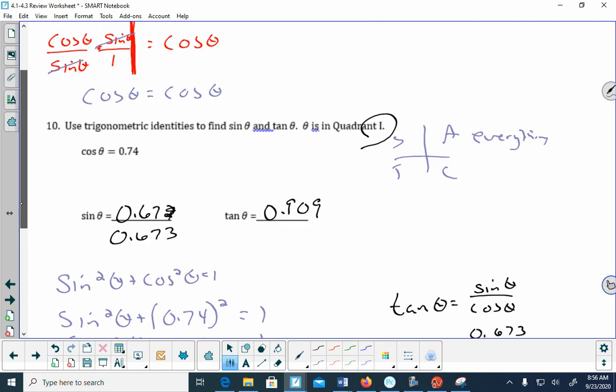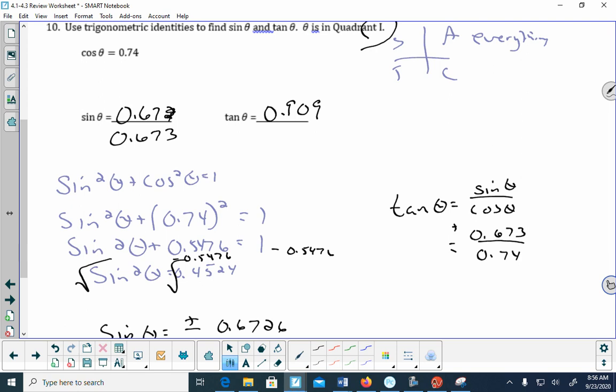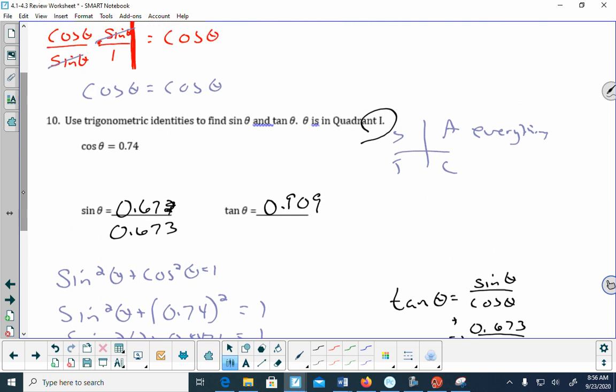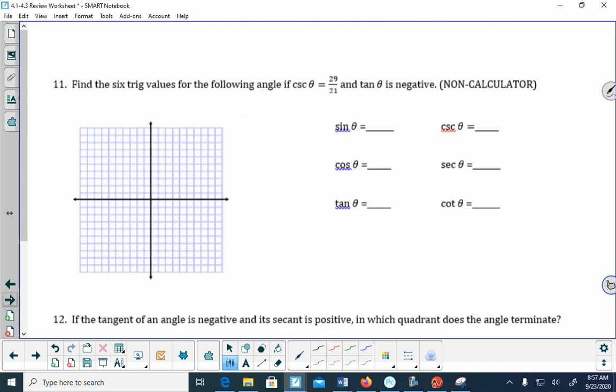Again, I'm making it positive, for 2 reasons. First of all, both my sine and my cosine were positive, so when I divide a positive by a positive, I'm going to get a positive. And the second reason is if this angle's in the first quadrant, everything has to be positive, including that tangent as well. So just double check those.